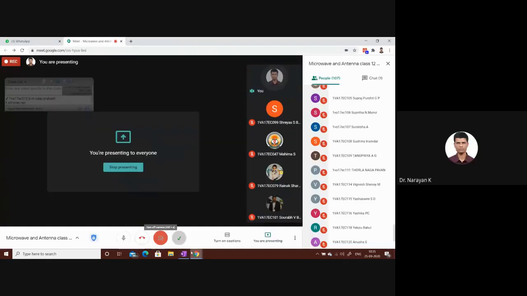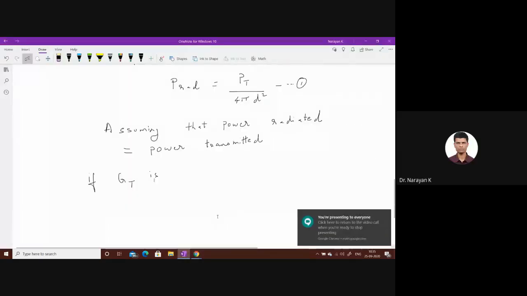So this is the difference between your power radiated and your power transmitted. The power radiated is the power radiated from the antenna, but your transmitted power can be minorly different from the power radiated from the antenna. It will be a slight difference.